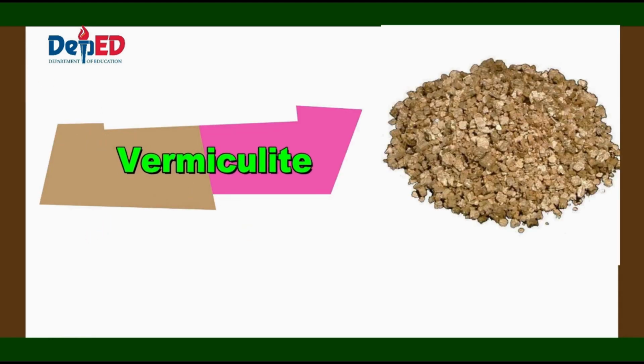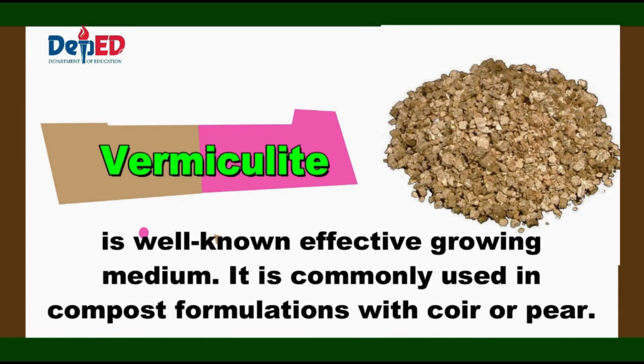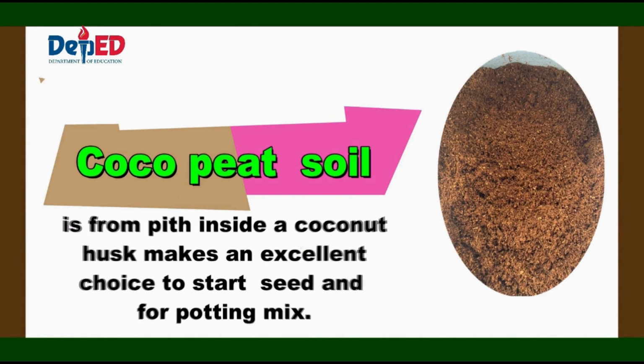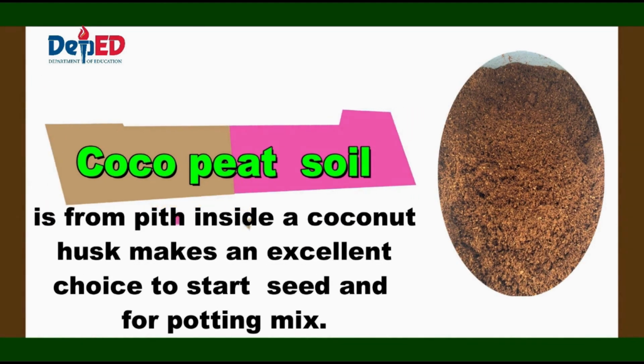Vermiculite is well-known effective growing medium. It is commonly used in compost formulations with coir or peat. Sawdust, a powdery particles of wood produced by sawing. Coco peat soil is from peat inside the coconut husk, makes an excellent choice to start seed and for potting mix.